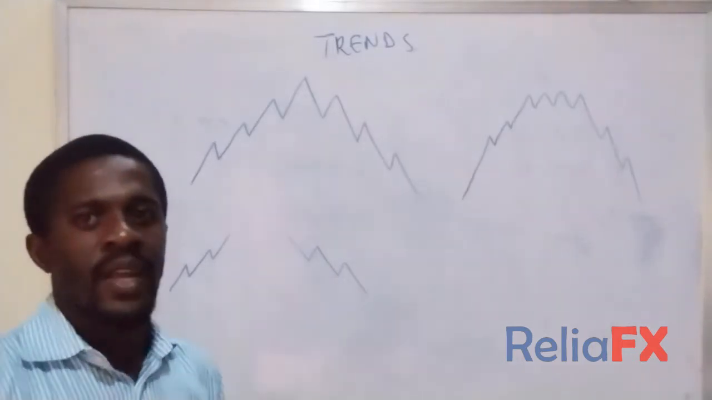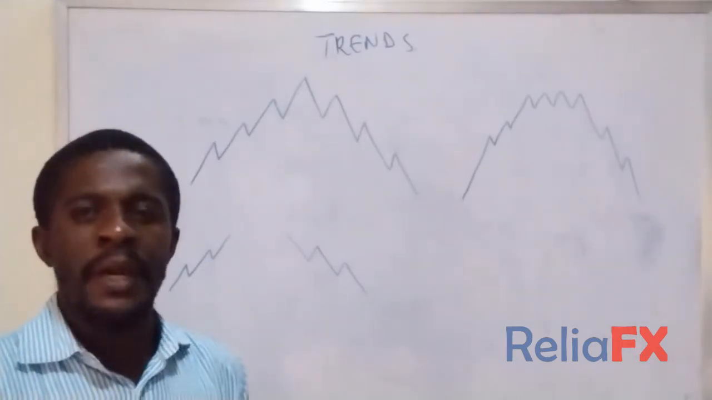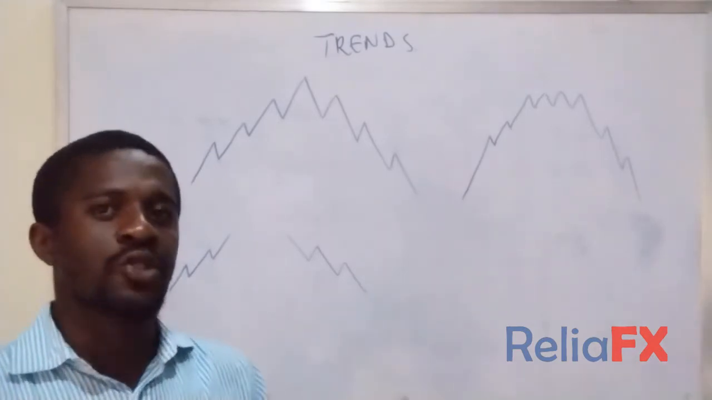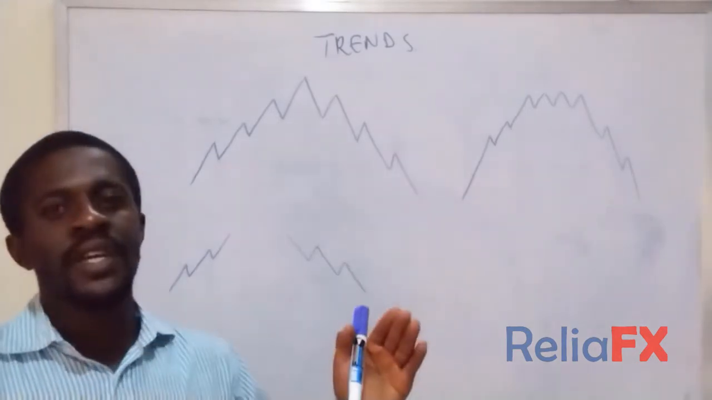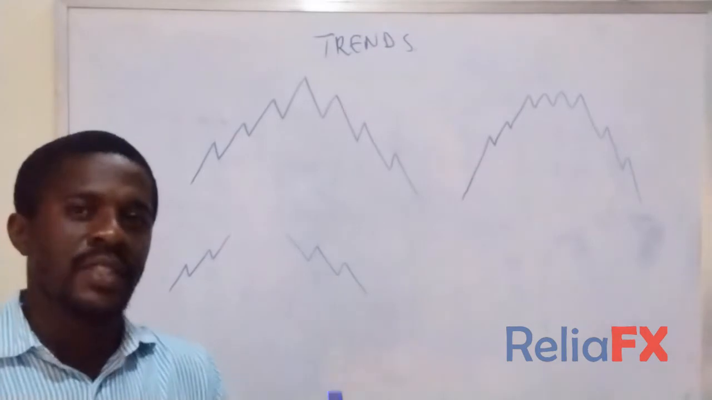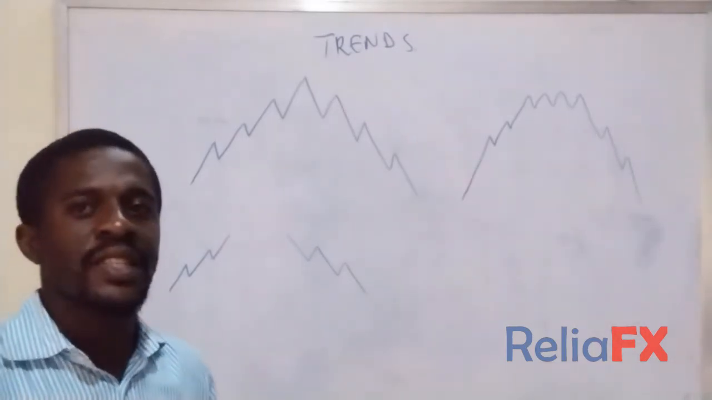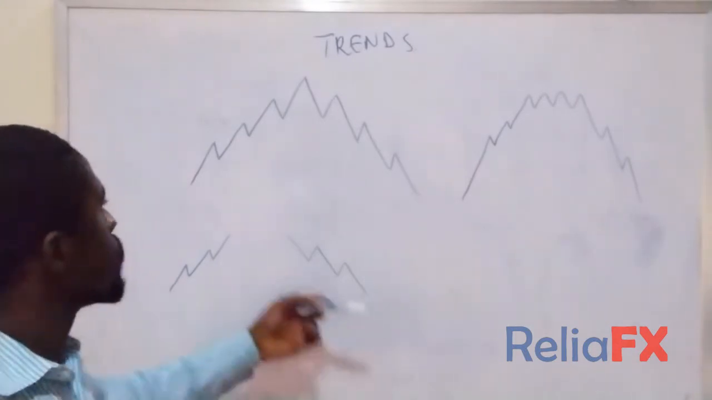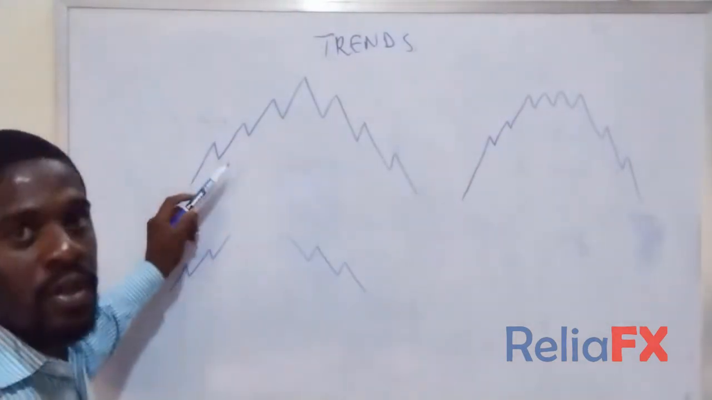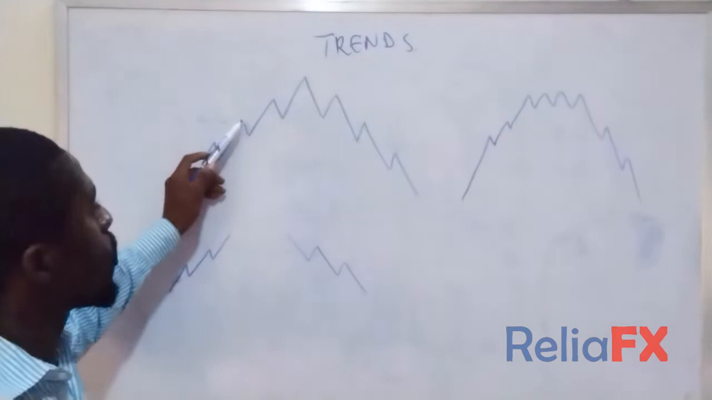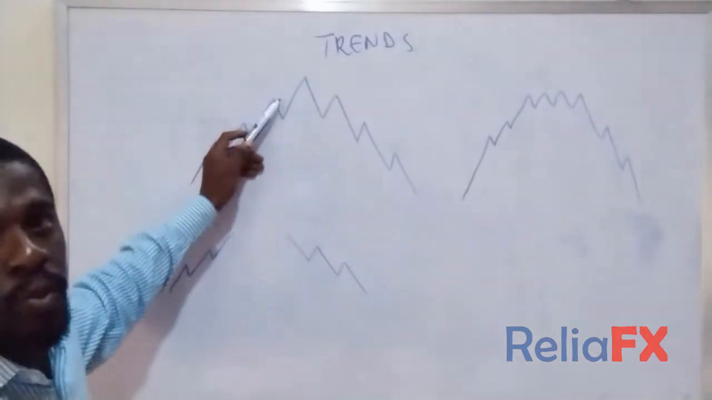Welcome back. Now I want us to talk about trends. Remember I told you that the market moves in trends. We have uptrend, we have downtrend, and we have the sideways movement. And also remember I told you the market does not move in a straight line. The market actually moves like this. It moves up, retraces, and then goes back up, retraces, continues the upward movement.